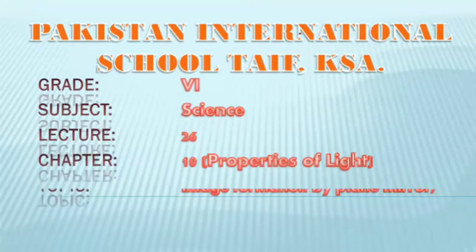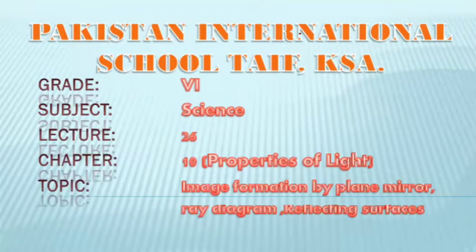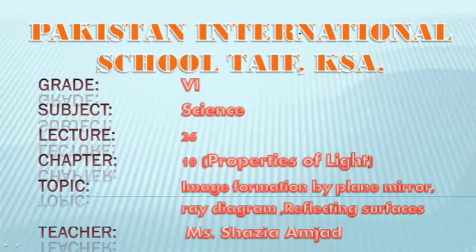Dear students, we have started chapter number 10. In the previous lecture, we studied the properties of light, like light being transmitted, absorbed, and reflected from surfaces. Then we saw smooth and rough surfaces, and some laws of reflection and some terminologies related to the law of reflection.